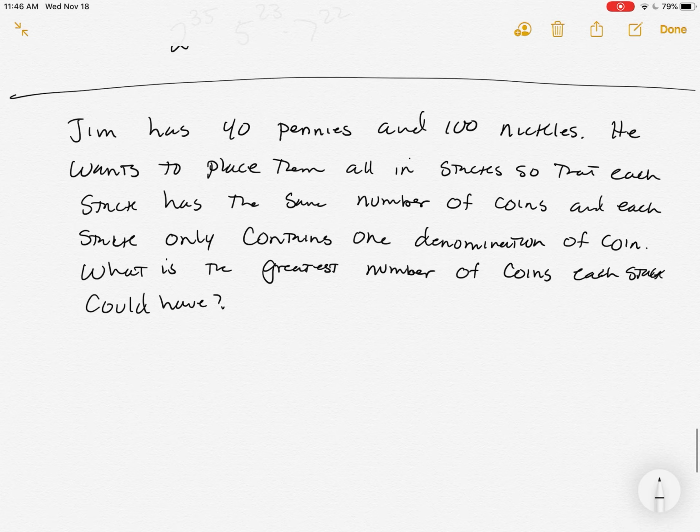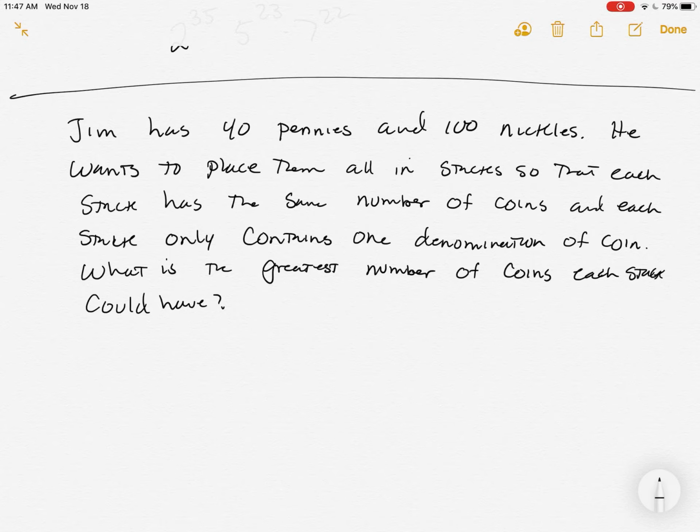So this is an application question to what we've been doing. We have 40 pennies and 100 nickels. They're different, and we don't want to mix those stacks. So I know we have 140 total coins, but we want to make sure that no stack has a mixture. And so the real question is how can they be split up?